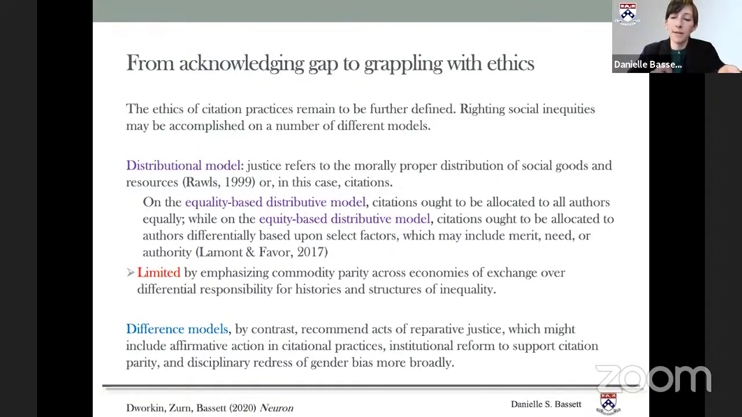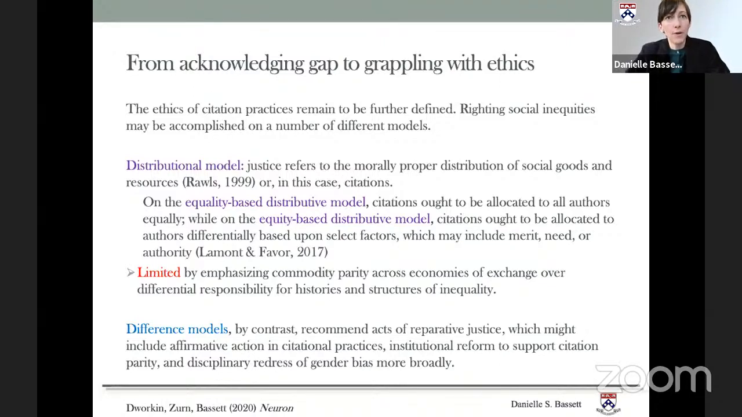On the equality-based distributive model, citations ought to be allocated to all authors equally, while on the equity-based distributive model, citations ought to be allocated to authors differentially based upon select factors, which might include merit, need, or authority. I think that the distributional model is limited because it emphasizes commodity parity across economies of exchange over differential responsibility for the histories and structures of inequality that we know exist.